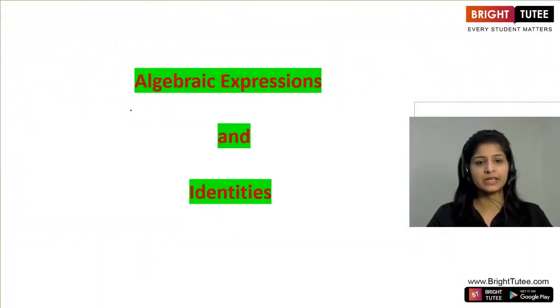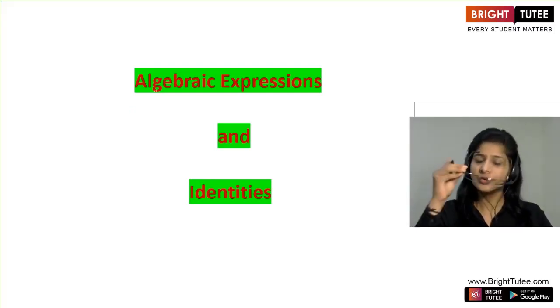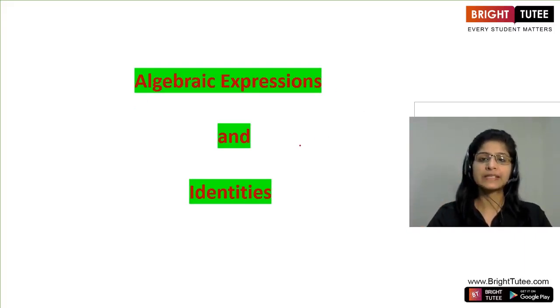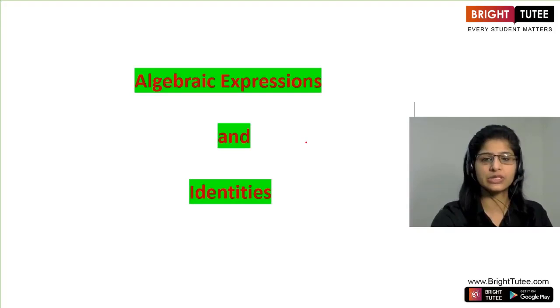Hello students, let's continue the chapter Algebraic Expressions and Identities. So what we have done so far is multiplication of a monomial by itself, or multiplication of a monomial with another monomial. We have then discussed multiplication of a monomial with a polynomial, let it be a binomial or a trinomial. So let us start with the next concept here.